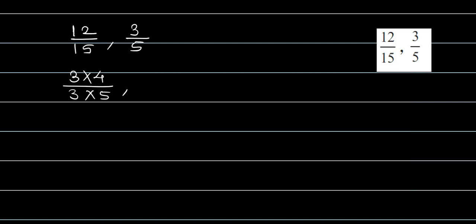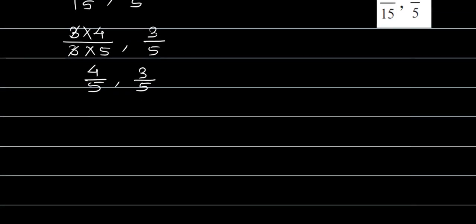3 into 4 means 12. 3 into 5 means 15. Now in this case we cancel here. Therefore you will get 4 upon 5, comma, 3 upon 5. Now in this case denominators are the same. Therefore 4 upon 5 is greater than 3 upon 5. Therefore the first fraction is the greater one.